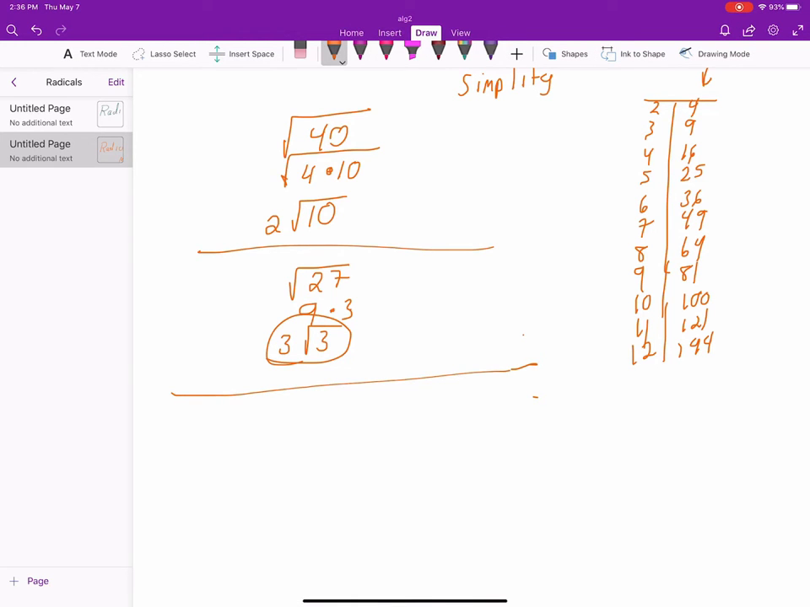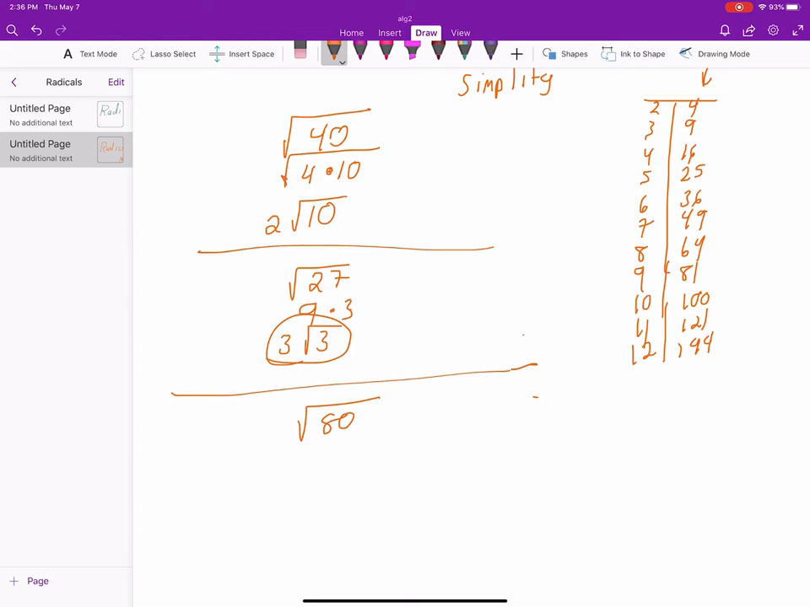Okay, I'm going to keep going here and keep doing some more simplifying. All right, let's go with 80. So now I want to simplify 80. I want to find the largest perfect square. I bet the number that comes to mind for you is 8. Problem is, 8 is not a perfect square.